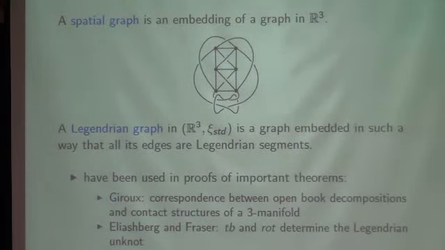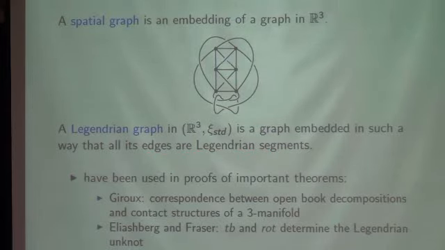Okay. So now we're going to talk about Legendrian graphs. Everyone is familiar with a spatial graph, an embedding of a graph in R3. Now we're going to work with the object of a Legendrian graph, with the standard contact structure in R3. A graph in R3 is called Legendrian if it is everywhere tangent to the contact planes. So all of the edges are going to be Legendrian arcs.